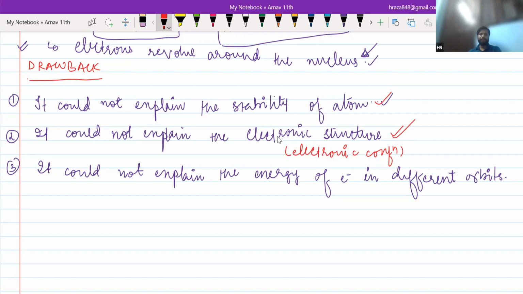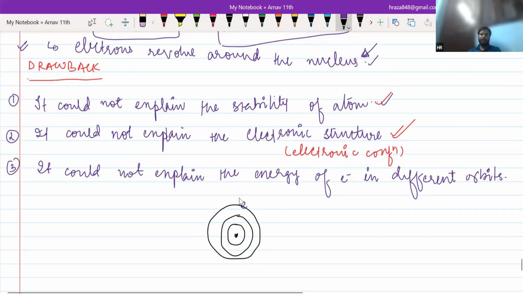Now see, Rutherford says that this is nucleus, this is basically the cells. If electron continuously moving, if you are walking continuously or running continuously, you will lose energy. Yes or no?